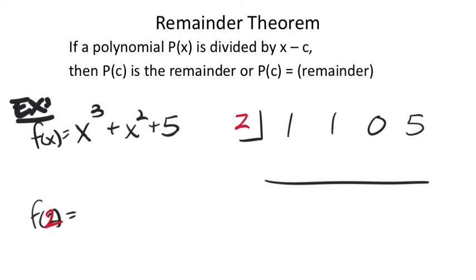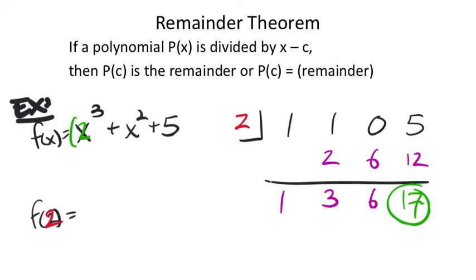I skipped some work there. Then you do some synthetic division. So 1 times 2 is 2. There's 3 times 2 is 6. 0 plus 6 is 6. 6 times 2 is 12. And then 5 plus 12 is, what do you know? It's 17, right? What it's saying is that if you were to replace these x's here with 2's, you'd get 17.